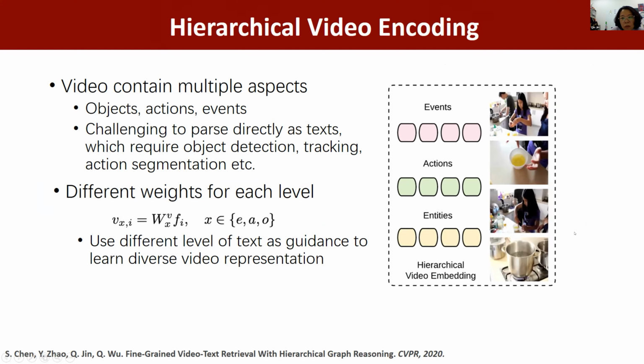However, it is very challenging to parse the video directly as we did with the text, because it would require object detection, tracking, action segmentation, etc. So we do the video-side hierarchical encoding in a very simple way. We use different levels of text as guidance to learn diverse video representations. We apply different weights from the text side, and in this way we come up with video-level embeddings corresponding to event, action, and entity at the different levels.